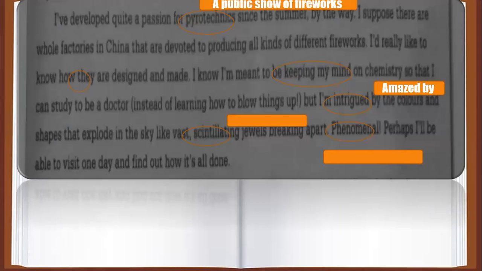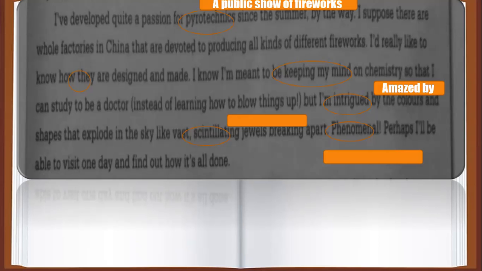Developed quite a passion for pyrotechnics since the summer, by the way. I suppose there are whole factories in China that are devoted to producing all kinds of different fireworks. I'd really like to know how they are designed and made. I know I'm meant to be keeping my mind on chemistry so that I can study to be a doctor instead of learning how to blow things up, but I'm intrigued by the colors and shapes that explode in the sky like vast, scintillating jewels breaking apart. Phenomenal. Perhaps I'll be able to visit one day and find out how it's all done.